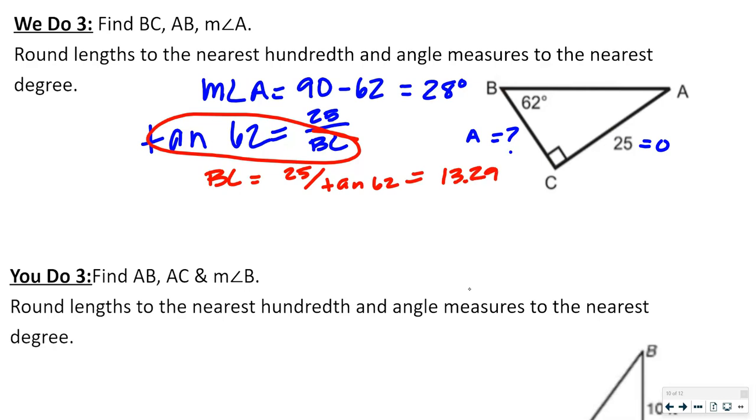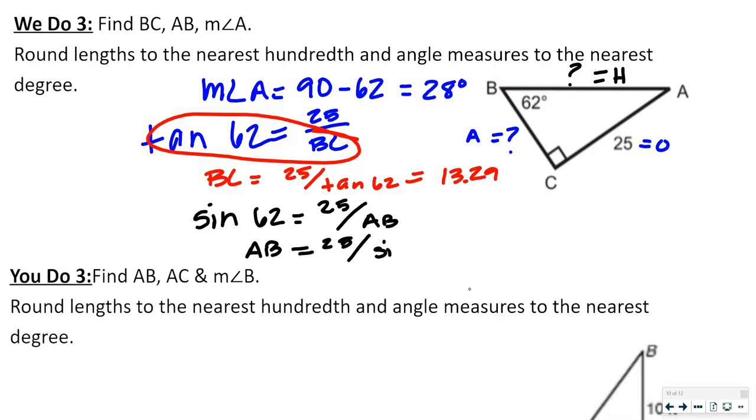Now let's find AB. How does this relate to that angle? This is the hypotenuse. So we have the hypotenuse and we have the opposite still. What ratio uses opposite and hypotenuse? Sine. So we're doing the sine of 62 equals 25 over our AB. Once again, they swap places. So AB equals 25 divided by the sine of 62. Do that in your calculator, and you get 28.31 for our side.